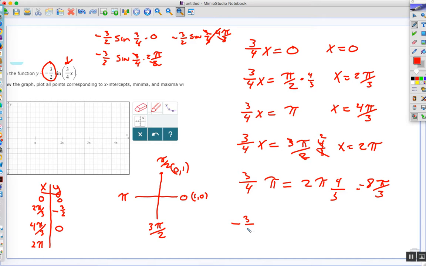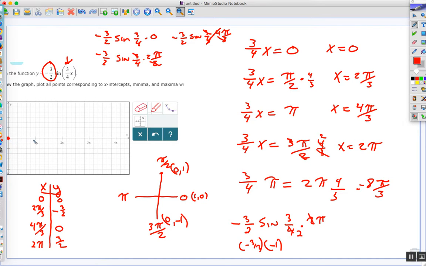So negative 3 halves, sine of 3 fourths times 2 pi. It's going to reduce to 3 pi over 2. Well, the sine of 3 pi over 2 is negative 1. So we have a negative 1 times a negative 3 halves, and that's going to give us positive 3 halves. So let's go ahead and plot some of our points here. So we have a point at 0, 0.